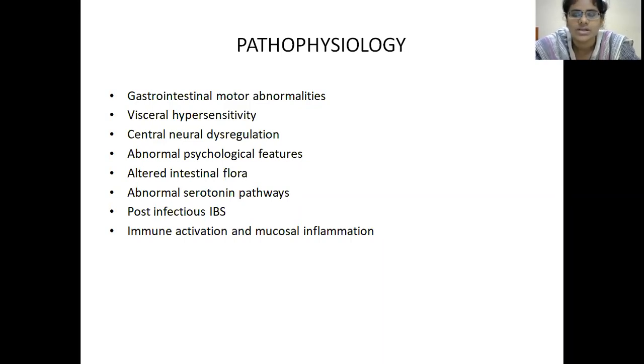There are two types, IBS where constipation is predominant and IBS where diarrhea is predominant. In patients with predominant diarrhea, rapid jejunal and colonic contraction waves will be there. So the intestinal transit time has decreased, and there is also accelerated colonic transit and rectosigmoid motor activity. So these patients will be presenting with diarrhea.